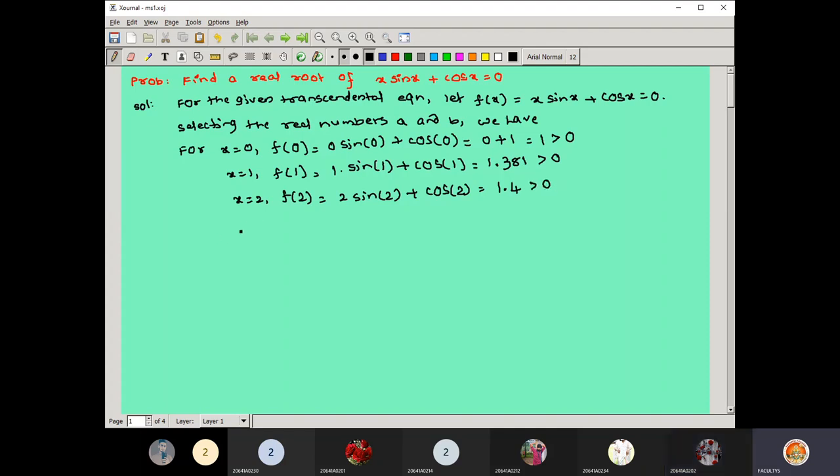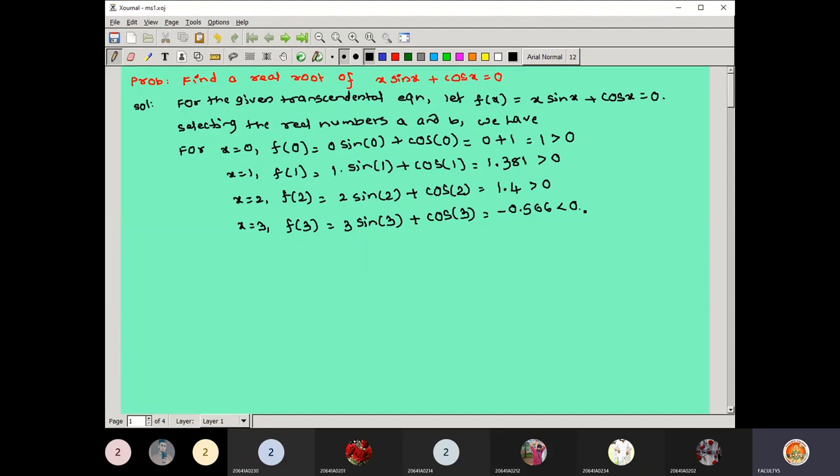So go for the next value, x equal to 3. Then f of 3 equals 3 sin of 3 plus cos of 3. Directly I am getting the value minus 0.566, so this is less than 0.